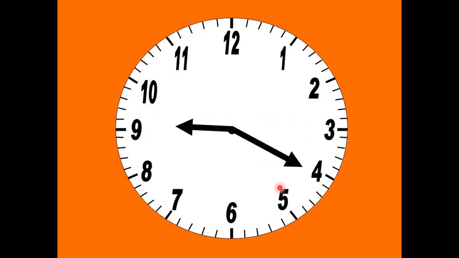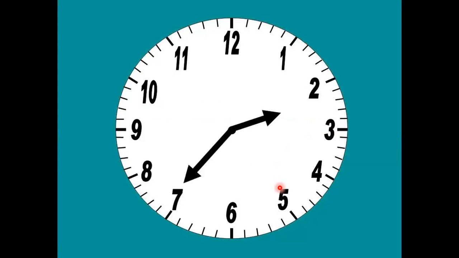Now, what time is it? What's the time on this clock? It's 20 past 9. Now it's 25 to 3. It's 25 minutes to 3. So it becomes 3 o'clock after 25 minutes. It's 25 to 3.